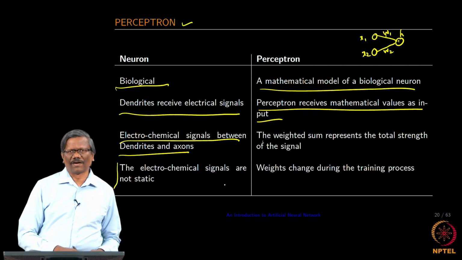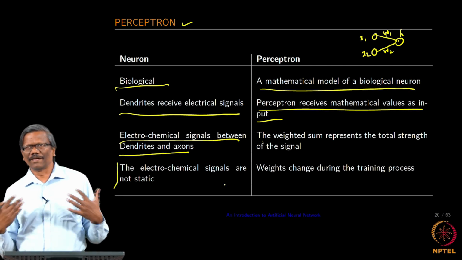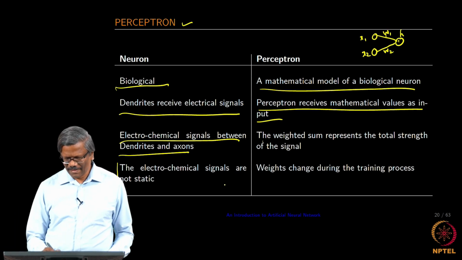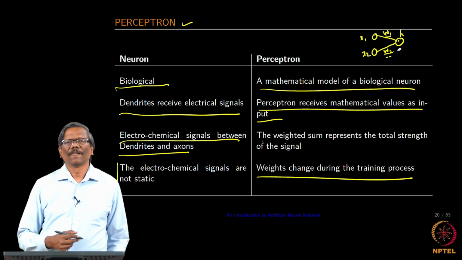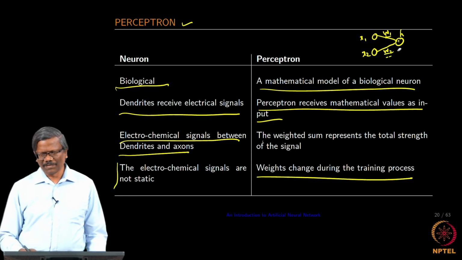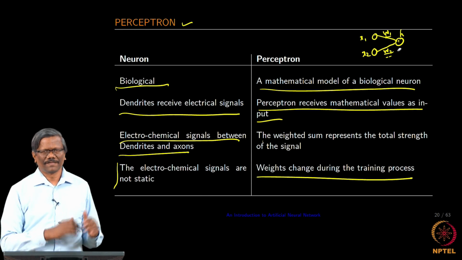The electrochemical signals are not static. We keep learning, so they are not static. Even in this case, during the training process, these weights keep changing. Once the training is complete, the weights are static.